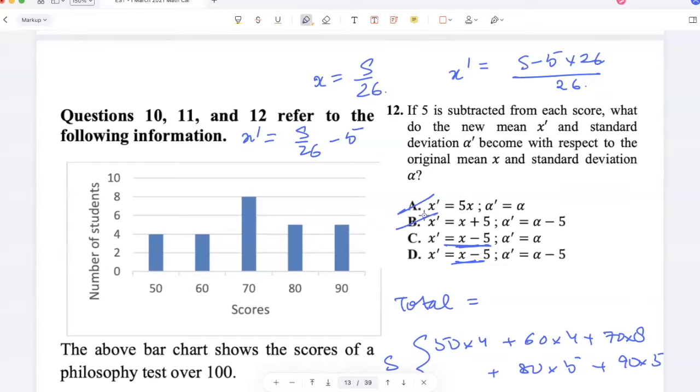Okay, what will happen to the standard deviation? The standard deviation won't change, right? Because all the scores have decreased, the mean has also decreased. So the deviation from the mean would be the same in the original set and the new set, right? There is no deviation that's changed. So the new standard deviation will be the same as the earlier one. So C.